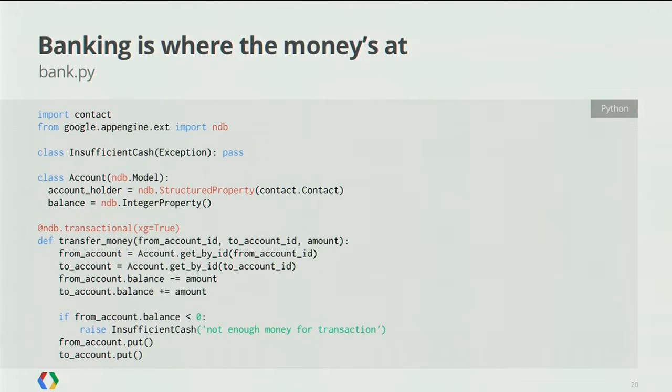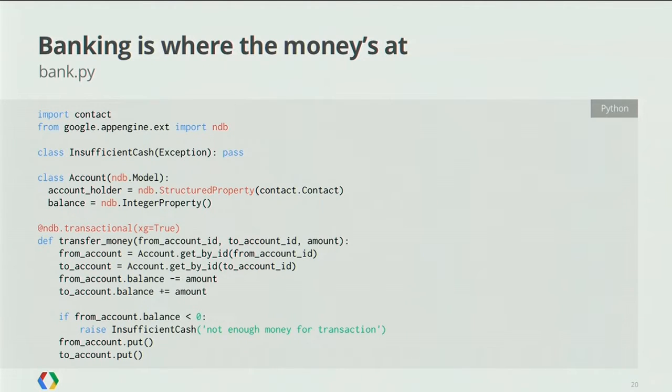Okay, but here's where the important stuff happens. How do you transfer money? So ignore that decorator on the next line, the NDB transactional thing. Here's how our function works. We're going to take an account ID where we're transferring the money from, another account ID that we're transferring to, and an amount. That is probably fairly straightforward. Given the IDs, we're going to look up the two accounts, the from account and the to account, and then we're going to update the balances.